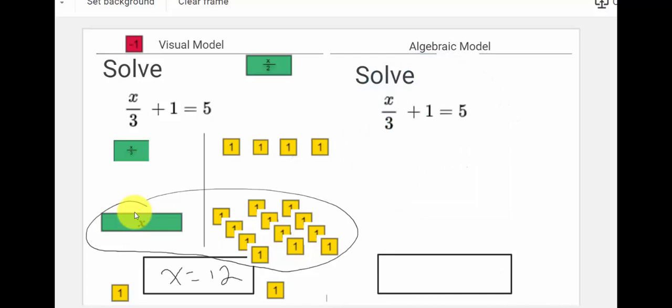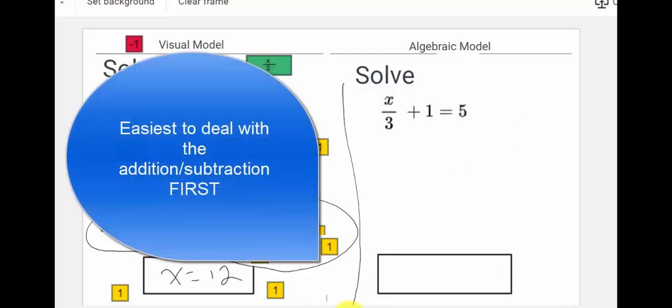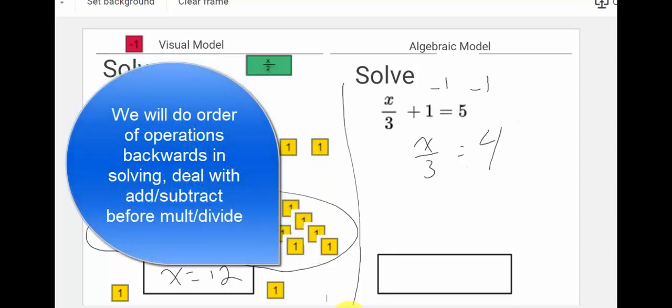Same thing on the algebraic side, so let me put a line here. First off, I want to get rid of the 1, so I'm going to subtract 1 from each side. And now I've got x over 3 equals 4. I don't want to deal with the multiplication or division stuff until I get rid of the addition and subtraction stuff. We're going to find out in a while that we do it like order of operations backwards when we're solving.